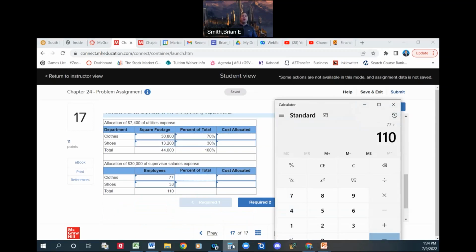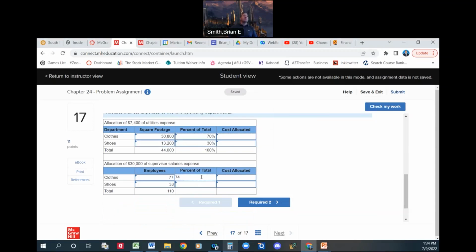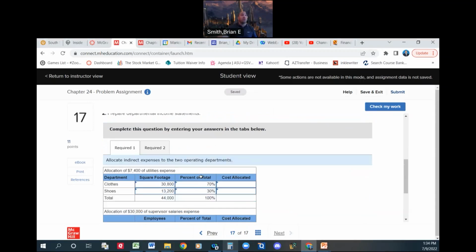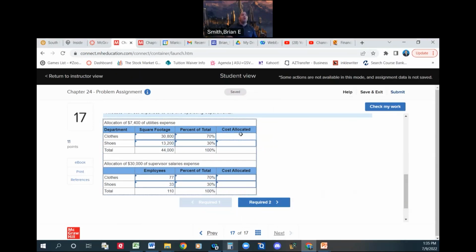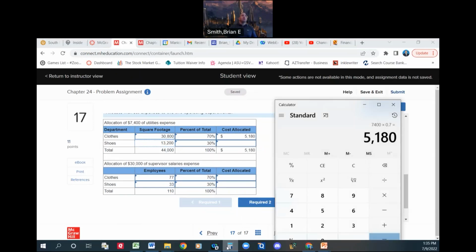77 divided by 110 is 70%. Look at that. Oh my gosh. It's a perfect split. That's for me. Could be different for you. In fact, I'm pretty sure it will be. So 7,400 times 0.7 is going to give us 5,180. And then 0.7 times 30,000 is going to give us 21,000.